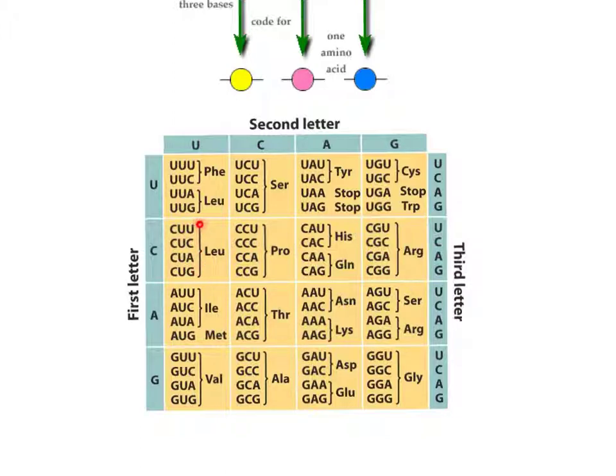One of the significances of that is if mistakes occur, it's very possible that a mistake might result in the same amino acid being put into the polypeptide. And therefore this code is said to be fault tolerant. So if CUU was accidentally transcribed into CUC, it wouldn't actually have any impact on which amino acid was placed into our polypeptide. So that's the actual genetic code.